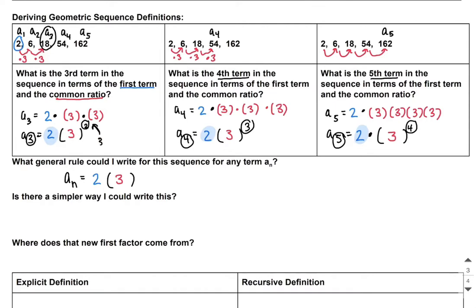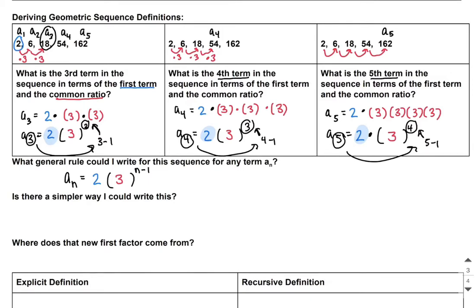I did 3 minus 1. I did 4 minus 1. I did 5 minus 1. And that 5 came from here, that 4 came from here, and that 3 came from here. So for a sub n, I would be raising 3 to the n minus 1 power.